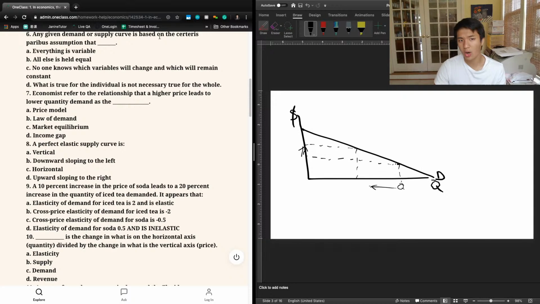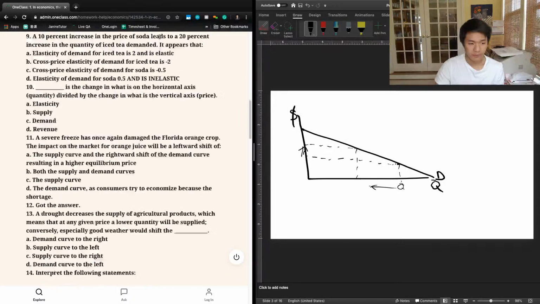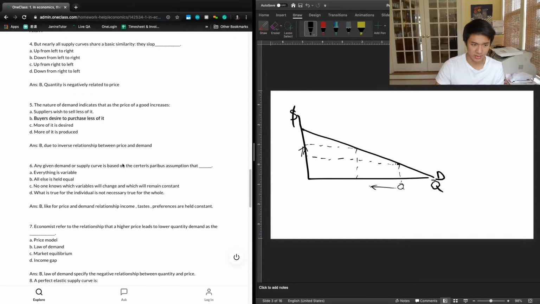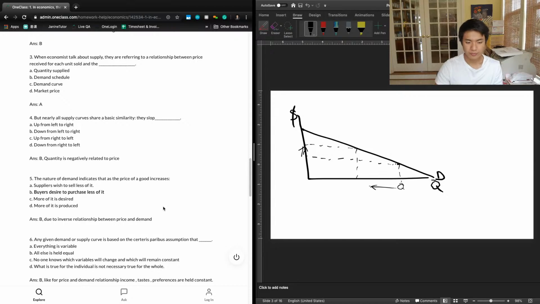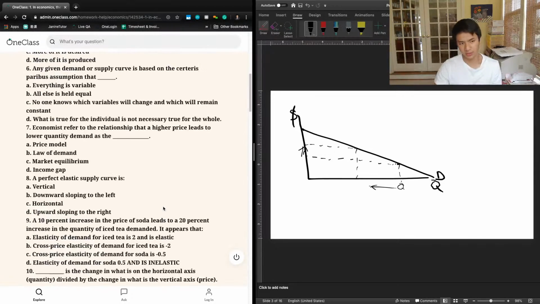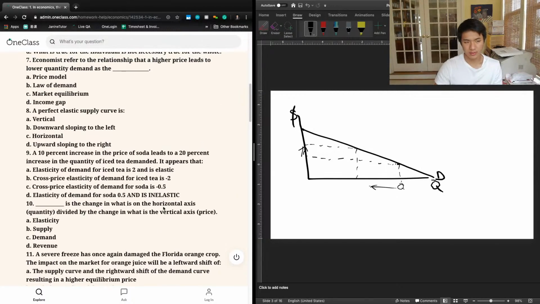Any given demand or supply curve is based on the ceteris paribus assumption that all else is held equal. Pretty straightforward. And so you can take a look at question 6. And again, the previous tutor also says B, all else is held equal, like for the price and demand relationship, income, tastes, preferences are held constant. Yeah, so that's good. Let's move on to question 7.